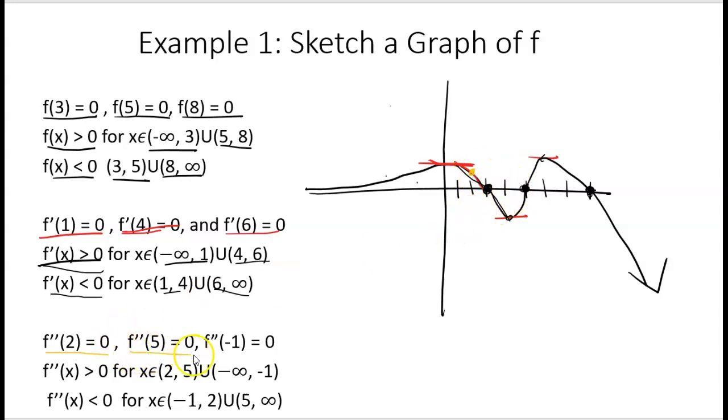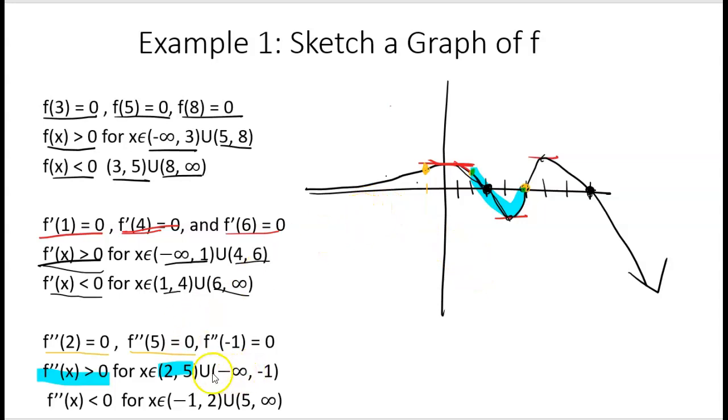There should also be a point of inflection at 5, which is right there. And there should also be a point of inflection at negative 1, which would probably be like right about here. And so next we're going to ask ourselves, okay, so we want it to be concave up from 2 to 5. So that would be from here to here. Does that seem like a reasonable place to call concave up? I would say it's reasonable.